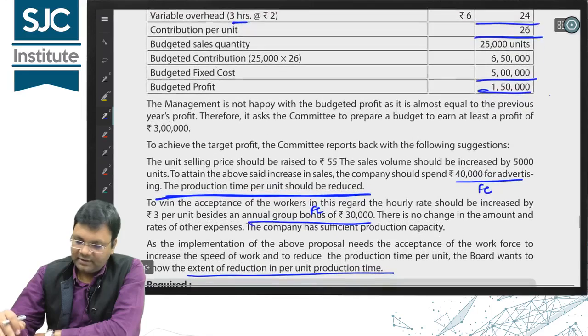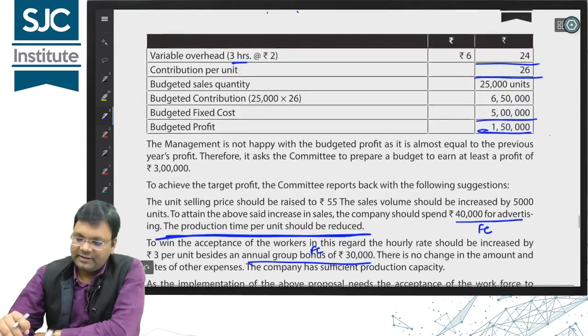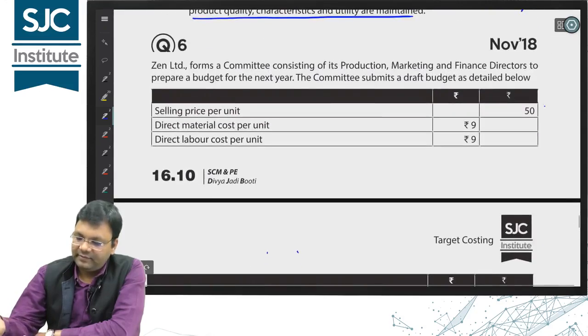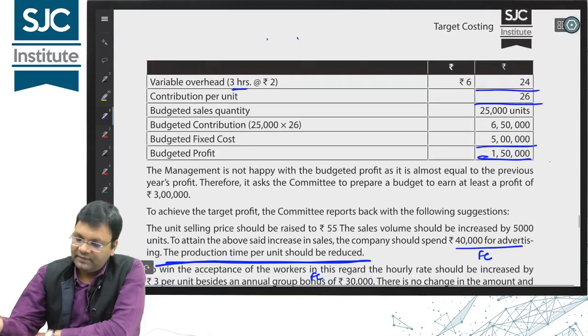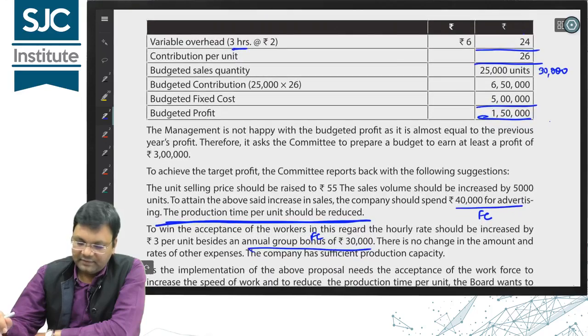To achieve the target profit, the committee reports back with the following suggestions. The unit selling price should be raised to 55. So current price is 50, we have to make it 55. Sales volume should be increased by 5,000 units. Current is 25,000, we have to make it 30,000. To attain the above increase in sales, the company should spend rupees 40,000 for advertising. So from 5 lakh it will become 5,40,000.